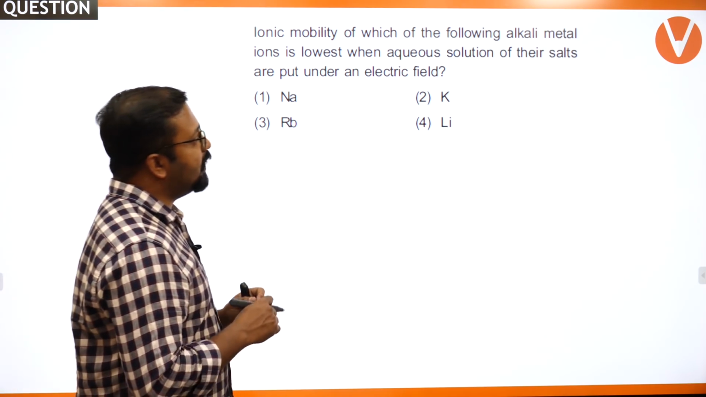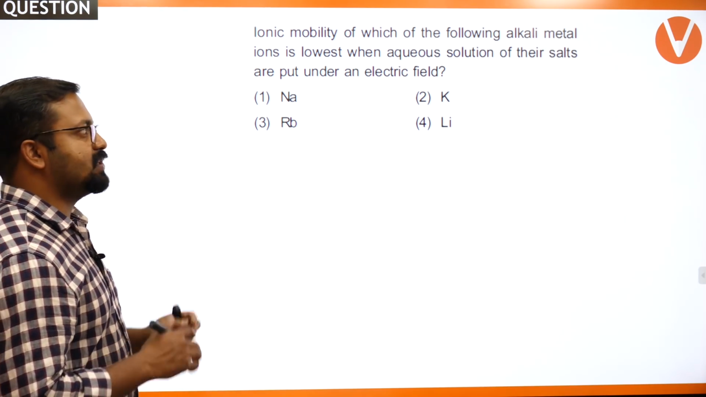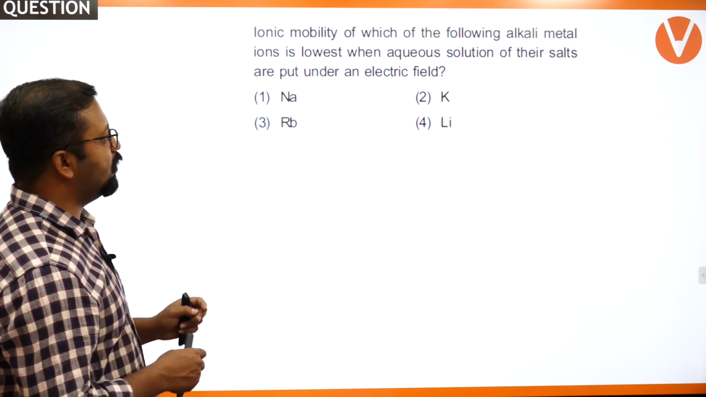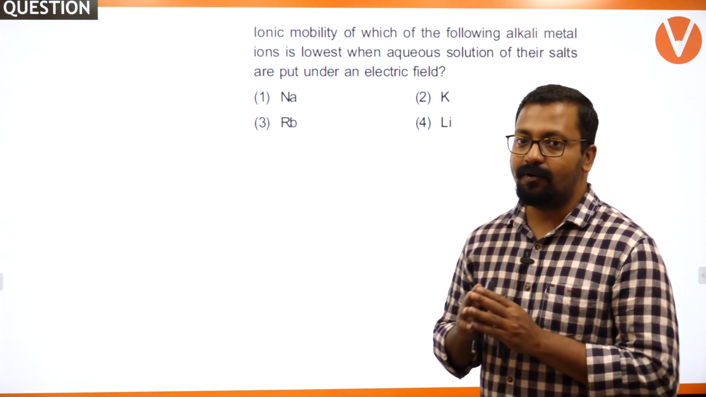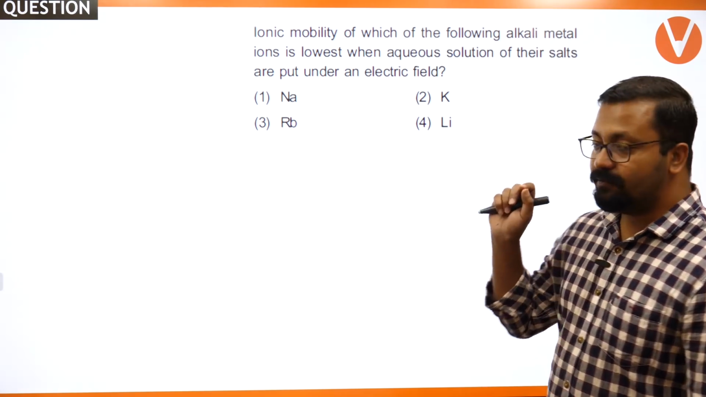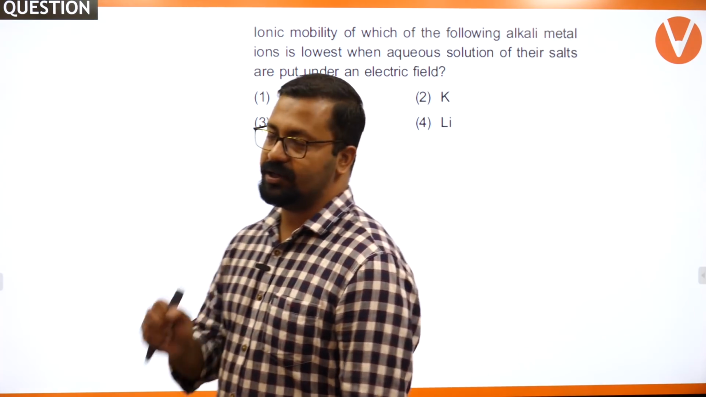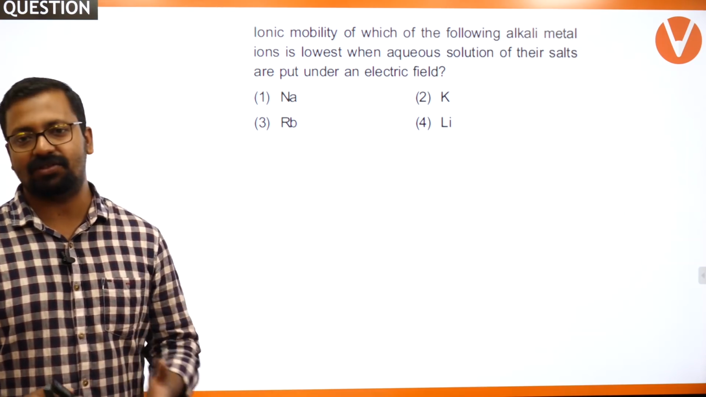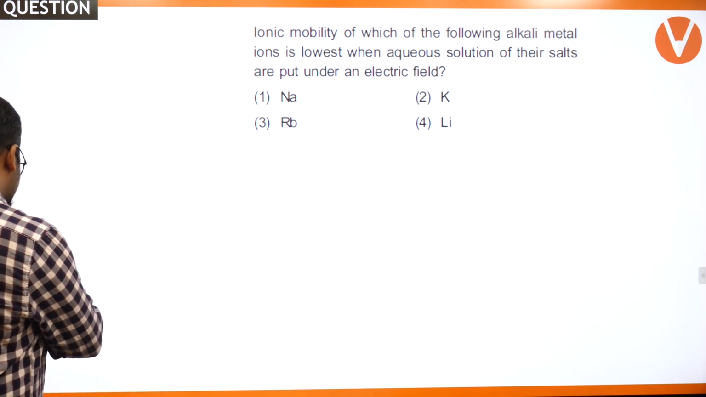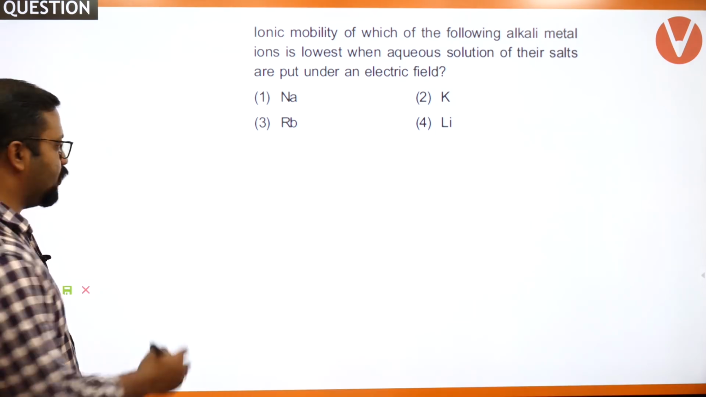Next question: ionic mobility of which of the alkali metal ions is lowest when an aqueous solution of this salt is put under an electric field? The alkali metal ion which will have the lowest mobility will be the one which undergoes maximum hydration. Maximum hydration takes place for the ion which has the highest charge density. So this relation is quite important.